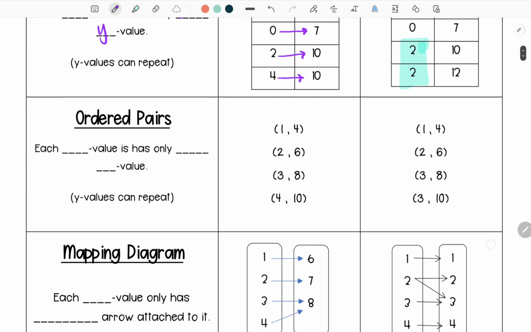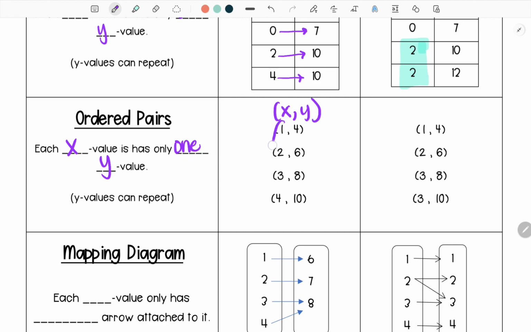Okay, same thing with ordered pairs. Each x value has only one y value, but it's okay that the y values repeat. So remember, with ordered pairs, the first one is your x, so that's what we're looking for to make sure it doesn't repeat. So you can see that none of these repeat, okay? So that makes it a function. Over here, again, the x values are first, so that's what we're looking for. You can see that right here I have two 3's, and they are assigned to an 8 and a 10, so that's what makes it not a function.